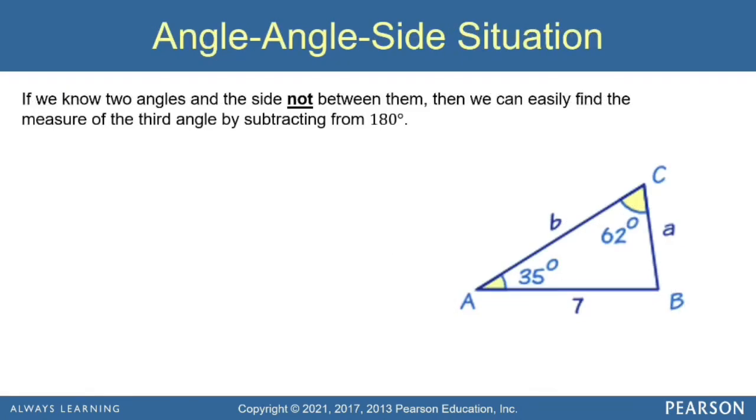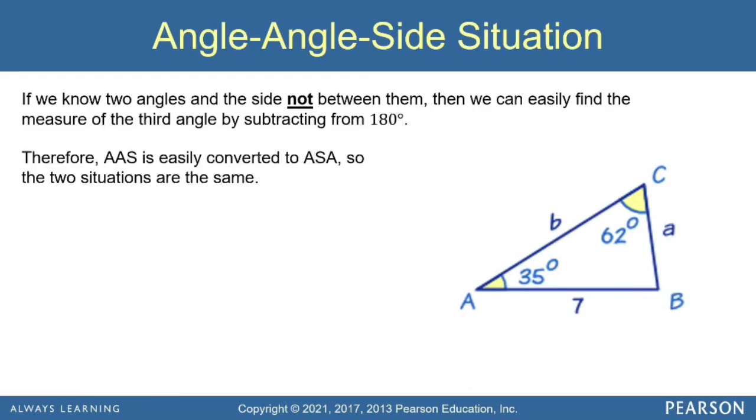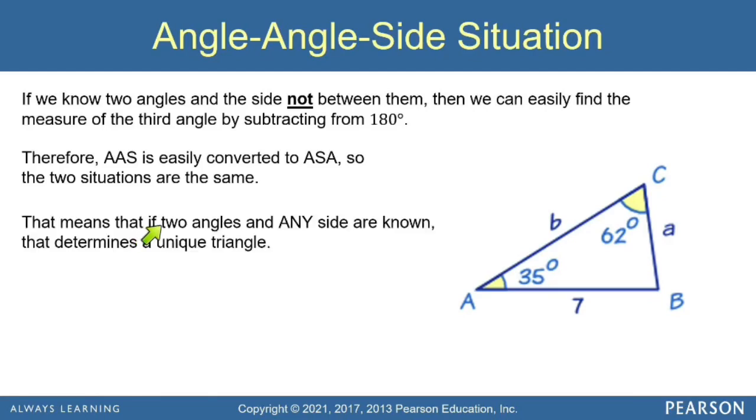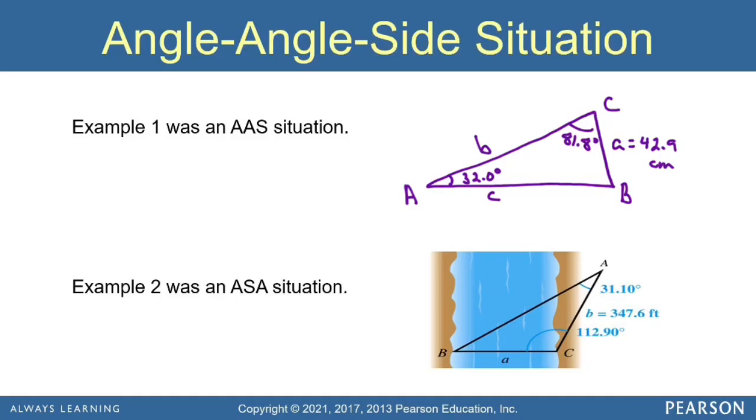And here's another situation that's very similar to ASA. So if we know two angles and the side not between them, this is not ASA, this is AAS, but we can easily turn this into ASA because we can always find that third angle, right? So AAS is easily converted into ASA, so these two situations are really the same. And so that allows us to say that if two angles and any side are known, that determines a unique triangle.